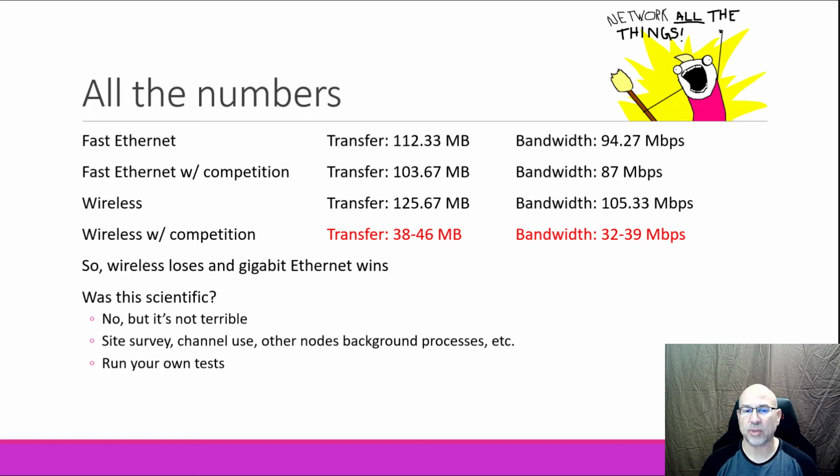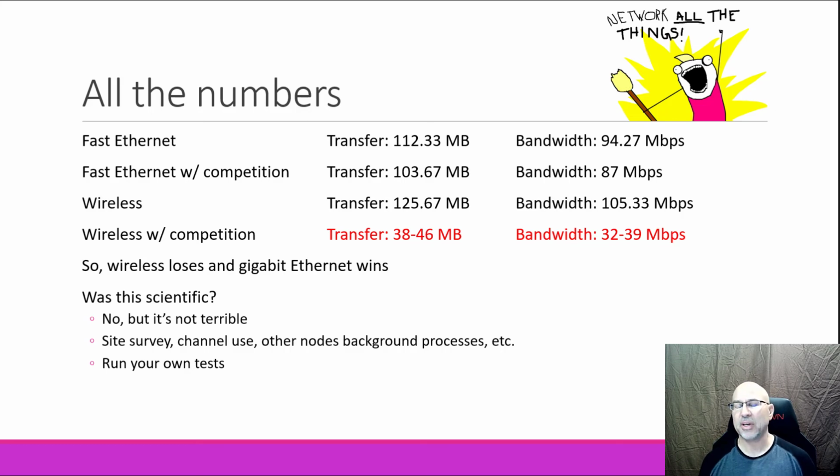So we put the whole thing together, and we can see the numbers. And there's that wireless with competition. Now before that, wireless is doing pretty well. So if you have just a couple of wireless nodes on the network, and they're not doing too much, you're not going to have a big degradation in performance. But when they start doing heavy-duty data, well, we can see the impact of that. And based on the last couple of videos, we know exactly why that happens. Overhead, contention, shared media, all of those problems. So, wireless ends up losing, and gigabit Ethernet wins, of course, and fast Ethernet starts to look pretty good again.